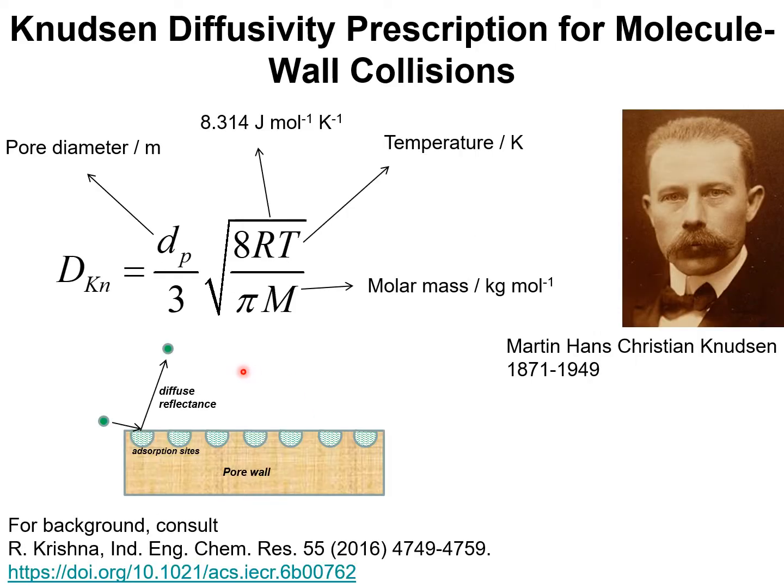The Knudsen diffusivity prescription for molecule-wall collisions is given by this formula derived by Martin Hans Christian Knudsen, a Danish physicist. The Knudsen diffusivity is equal to the pore diameter divided by 3 times the square root of 8 times the gas constant R, temperature T by 3.14, and the molar mass. Remember, the units here are in SI units.